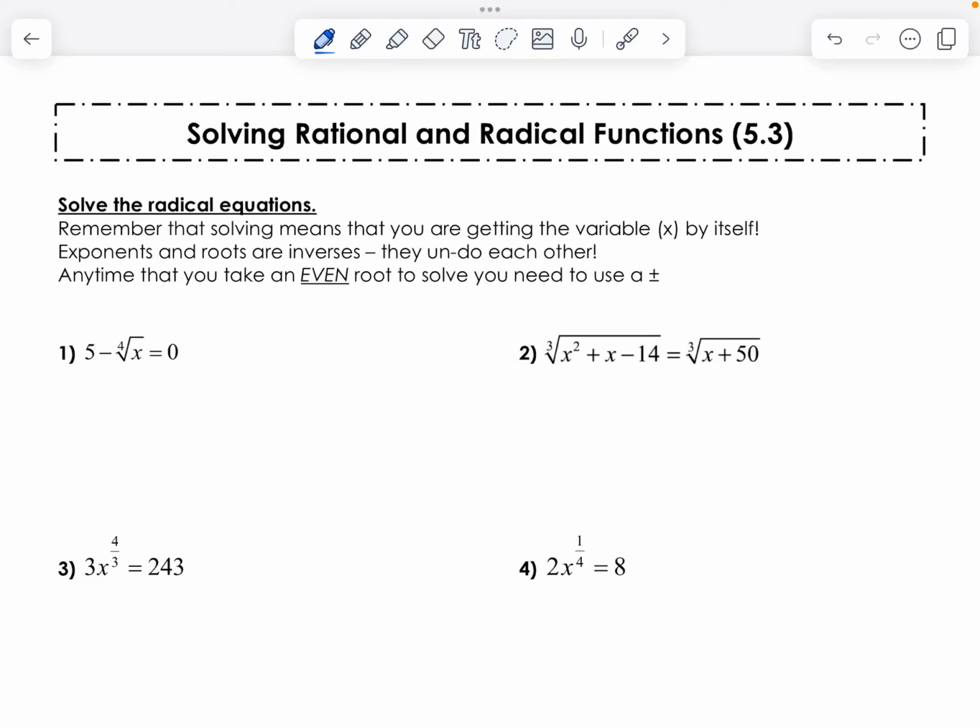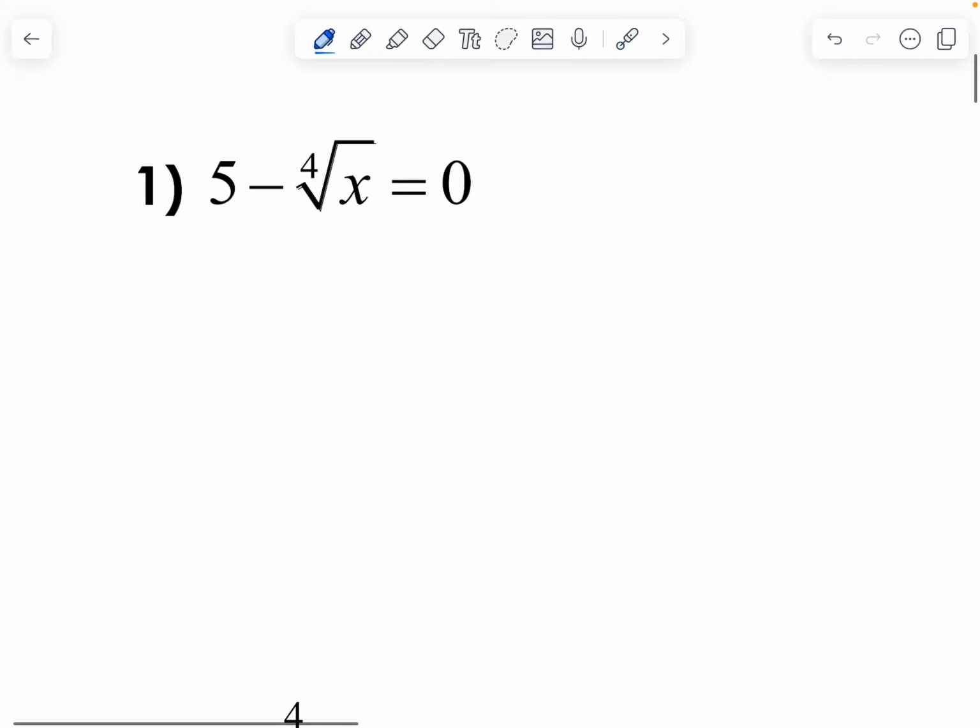Hi everybody, today we learned how to solve two different types of equations. One type is when you have a radical in the equation, and the other type is when you have a rational or a fraction exponent. And this first example is one where we've got a radical in our equation.